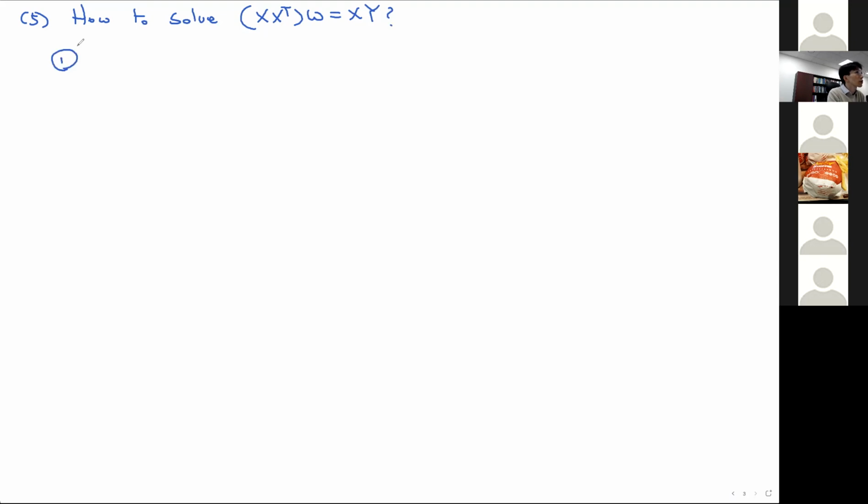The simple case is if XX transpose is invertible, then it's quite simple. You just take the inverse of XX transpose. So W equals XX transpose inverse times X and y. That's a simple case, and perhaps you know this case already. But suppose XX transpose is not invertible. So what should we do?